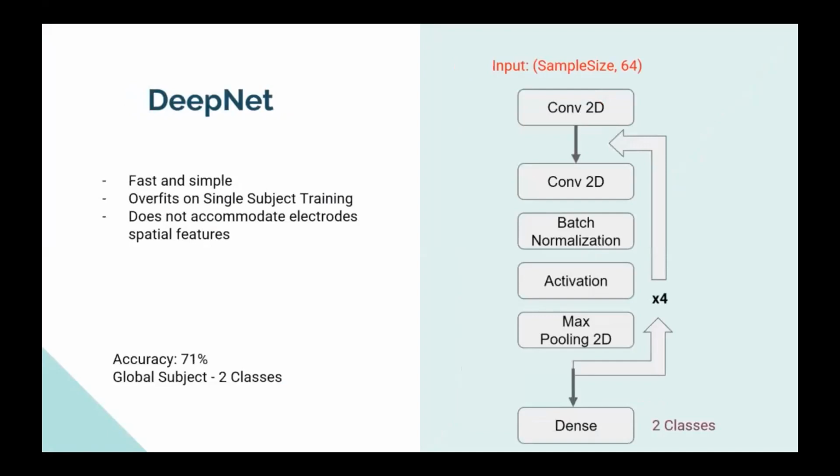The deep net has a deep architecture which starts with a convolution layer, followed by a convolution, batch normalization, and pooling block, repeated 4 times. The accuracy for binary classification was about 71%, which was surprisingly less than the shallow net.